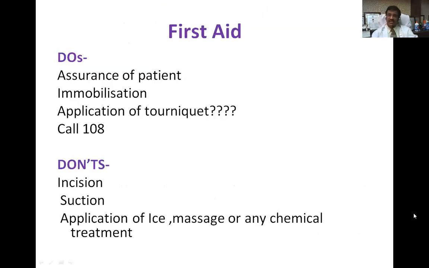First aid also has to be remembered as far as do's and don'ts are concerned, because you should know what to do and what should not be done. For example, you have to reassure the patient, you have to immobilize the patient, and the tourniquet has to be applied carefully. You have to see that you are not hampering the blood supply, and you have to call 108 immediately and take the person to the hospital immediately. Don'ts means we shouldn't go for incision and suction. That is contraindicated. Application of ice, massage, or chemical treatment should be avoided. That will further endanger the life of the patient.